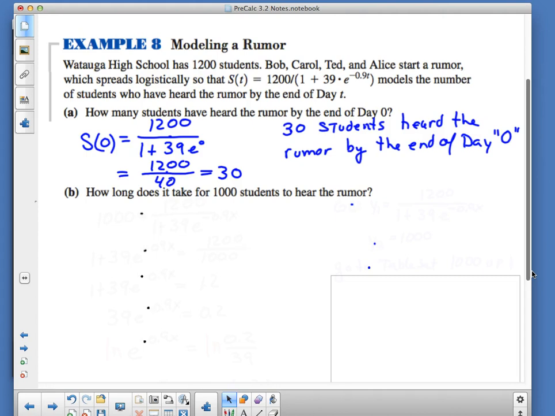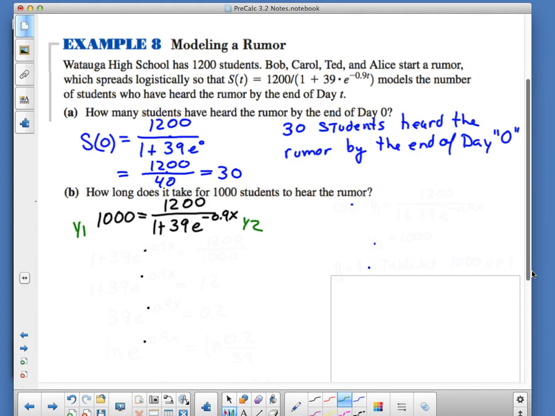How long does it take for 1,000 students to hear the rumor? Now, again, at this point, I want to know when 1,000 students have heard the rumor. And we learned yesterday that I can put this in my calculator. I can say this is Y1 and this is Y2, splitting the equal sign apart and finding where they cross. I can tell you what day people have heard that rumor, when 1,000 people have heard it. But in this one, I'm going to solve it.